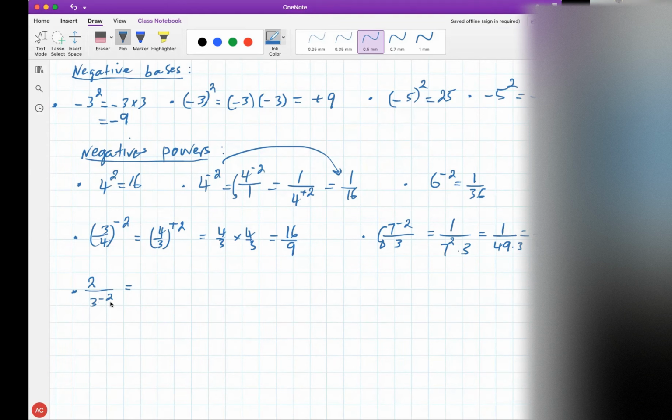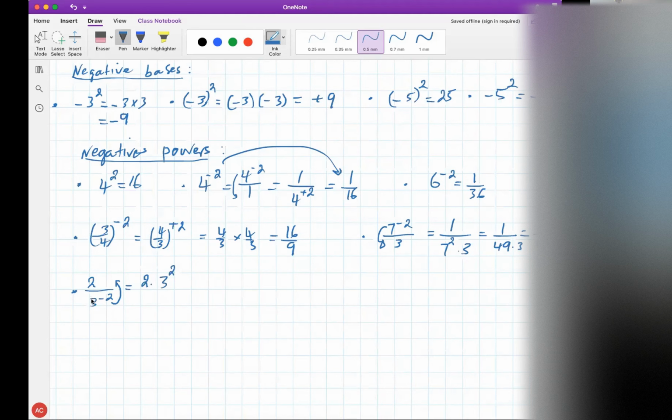So we're going to move this up to make it positive. We don't move this. It stays here because it doesn't have a negative power. The power here is invisible. It's 1. So no need to move it. So this stays here times 3. We move this up, it becomes 3 to the power 2.